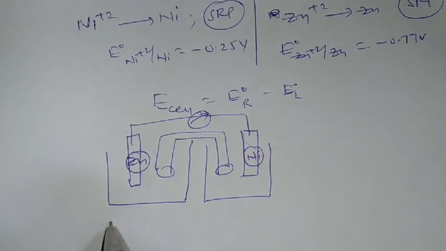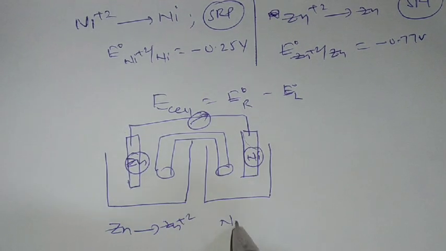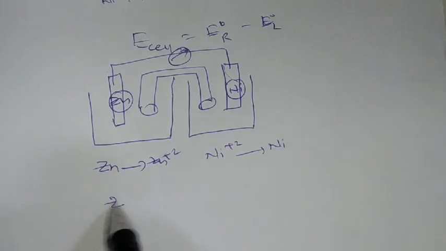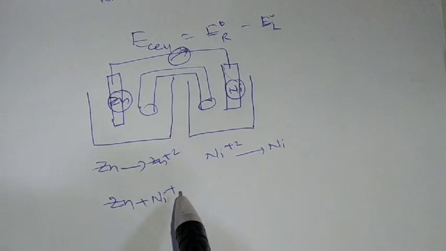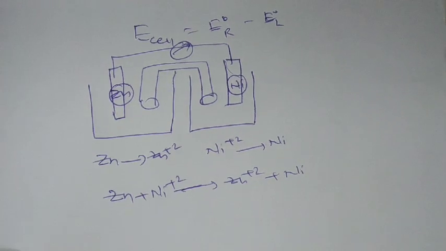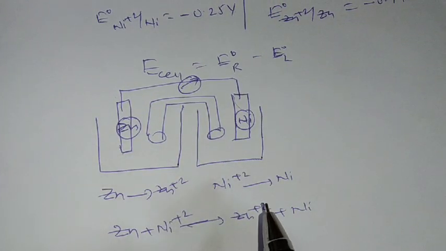In the left half cell, Zn converts to Zn2+. In the right half cell, Ni2+ converts to Ni. So what is the overall reaction? Zn plus Ni2+ gives Zn2+ plus Ni. Is it okay? So this is a simple galvanic cell construction as per the given question.